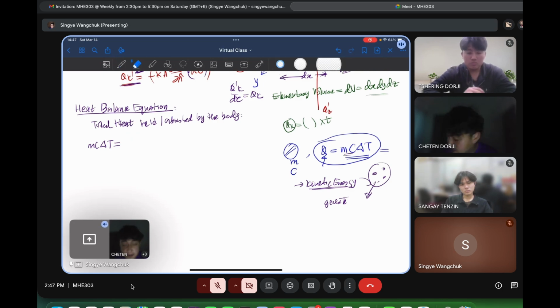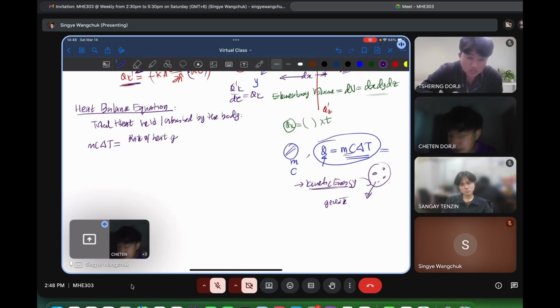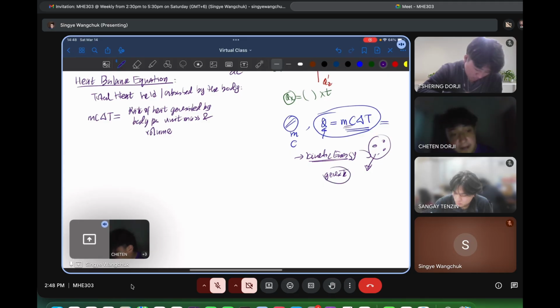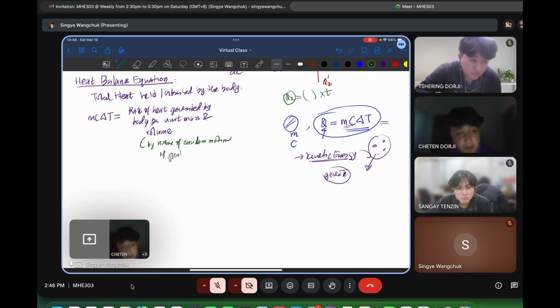You can say the rate of heat generated by the body per unit mass and volume, by virtue of random motion of particles. Particles or molecules, you can say molecules also.